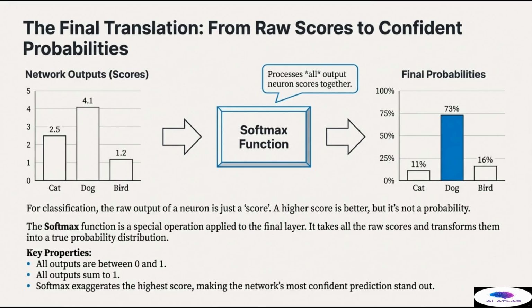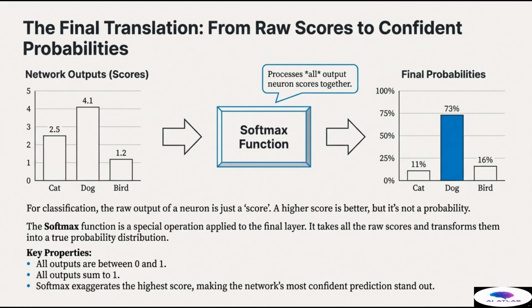To transform these raw, unbounded scores into meaningful confidence levels, we apply the softmax function to the final layer. Unlike the activation functions we discussed earlier, softmax is a special operation applied simultaneously to all output neuron scores together. The softmax function takes these scores and transforms them into a true probability distribution, as shown in the right graph, final probabilities. It has 2 key mathematical properties that are vital for classification. 1. All outputs are strictly between 0 and 1, and 2. All outputs sum exactly to 1. This means the probabilities are mutually exclusive and collectively exhaustive, allowing us to interpret them as confidence levels.